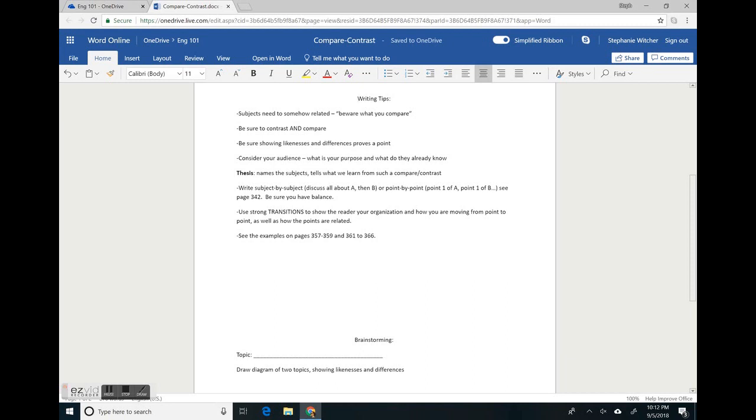There are also examples on page 357 to page 359. This one is about where are you from. It's a great little short example of a compare contrast, so that's beneficial to you. But I will be honest, my personal favorite starts on page 361. It's called Superhero Smackdown, and it's a compare contrast of Marvel versus DC. So if you're into superheroes at all, like my kids are, this is a fabulous example of a really strong compare-contrast paper. So take a look at that one.